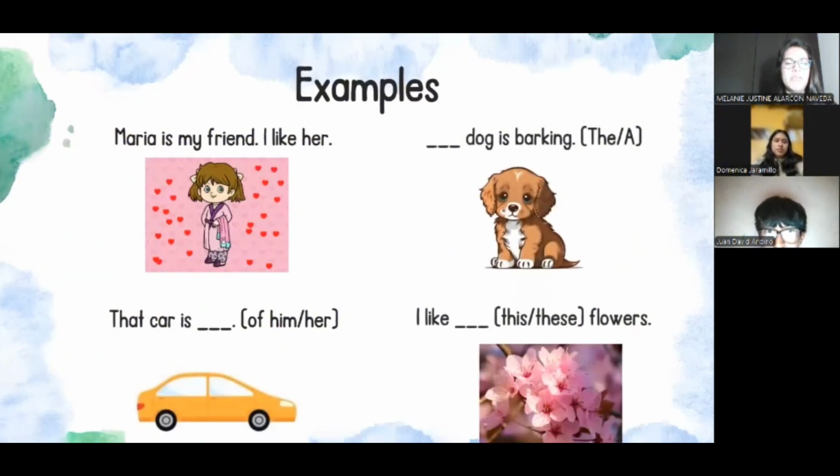Examples, nouns and determiners. Maria is my friend, I like her. That car is his or hers. The or a dog is barking. I like these or this flowers.